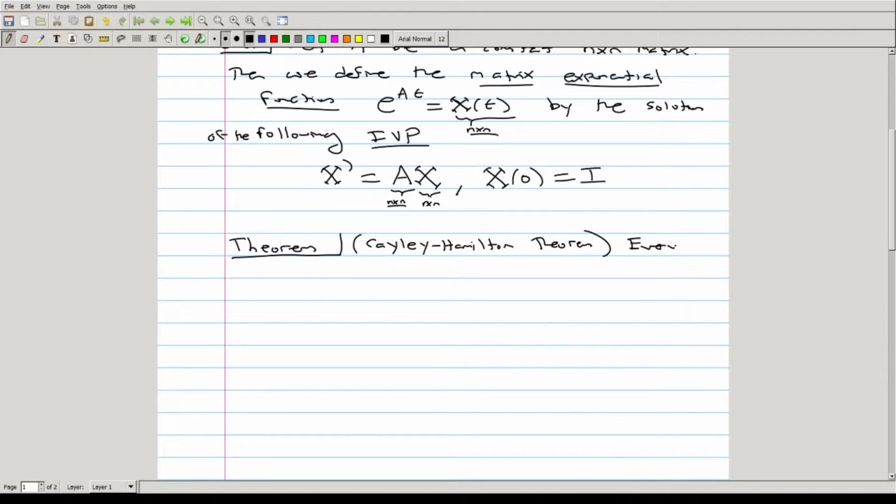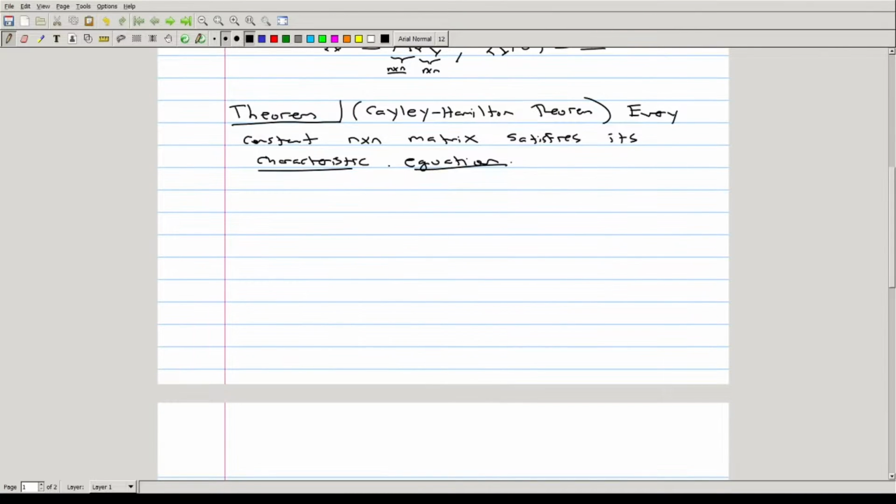Every constant n by n matrix satisfies its characteristic equation. And this is a very important idea in the following algorithm that we'll write down. So the proof of this you can find in any linear algebra book. I can give you a reference if you want a reference.